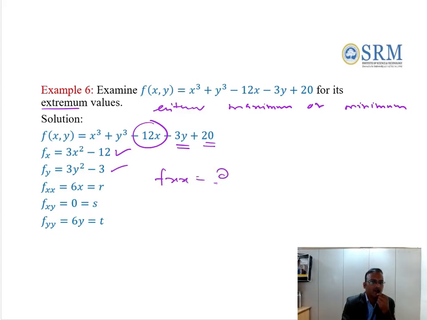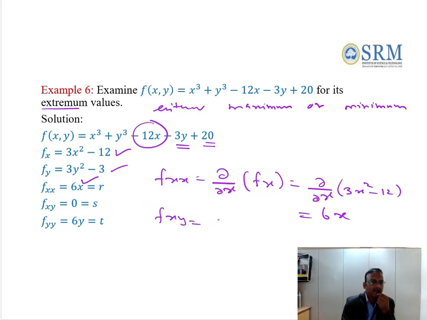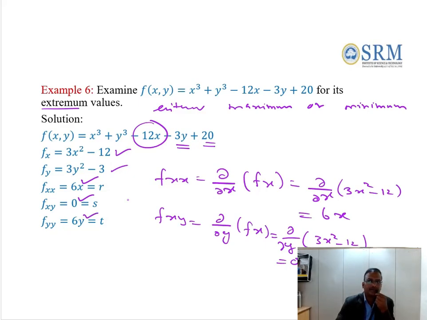What is fxx? Fxx is dou by dou x of fx, right? That is dou by dou x of, what is your fx? This is 3x square minus 12. Therefore this gives 6x, right? Then what is your fxy? Fxy, that is dou by dou y of fx. That is dou by dou y of 3x square minus 12, but there is no y here, therefore this is 0, right? Similarly, fyy is going to be 6y.